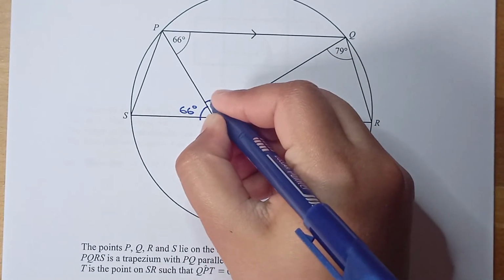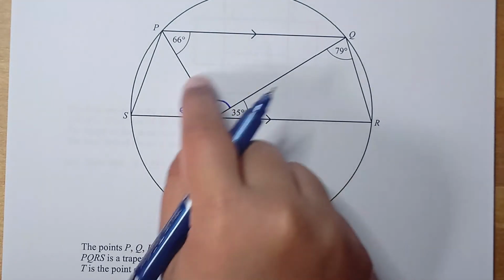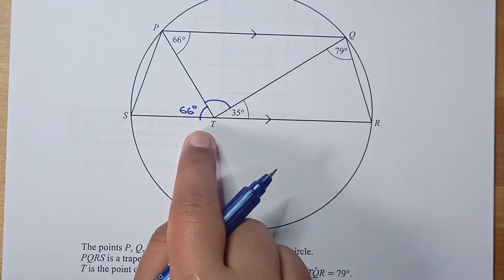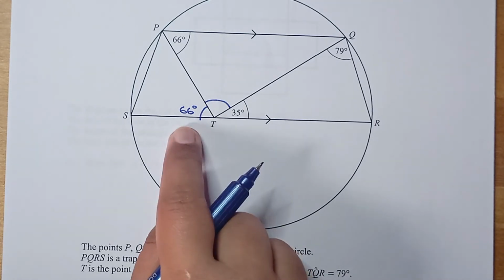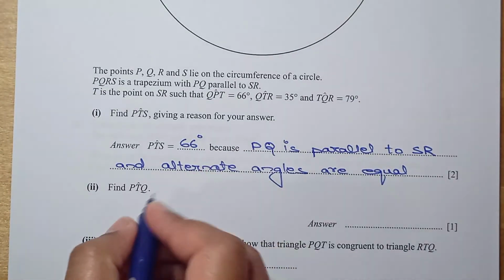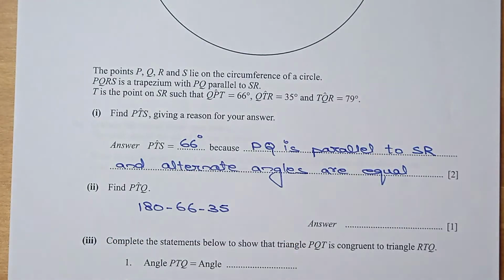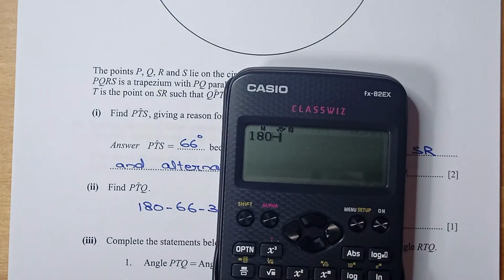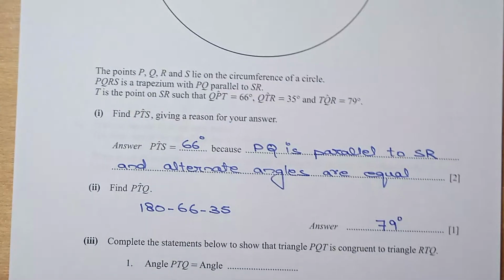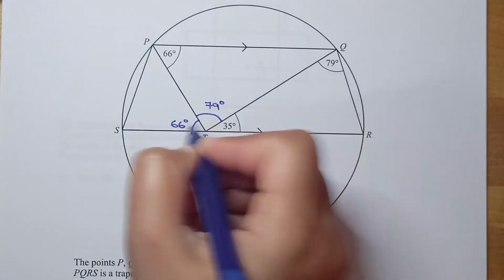PTQ, this angle we need to find. Okay, so that's pretty easy. We can consider this straight line is 180 degrees and that is a sum of 66 and 35 and this angle. So if I subtract 66 and 35 from 180, we will get this angle, right? So we can say 180 minus 66 minus 35 would be equal to angle PTQ. 180 minus 66 minus 35, this is 79 degrees. So let me write down 79 degrees. These are also alternate angles.